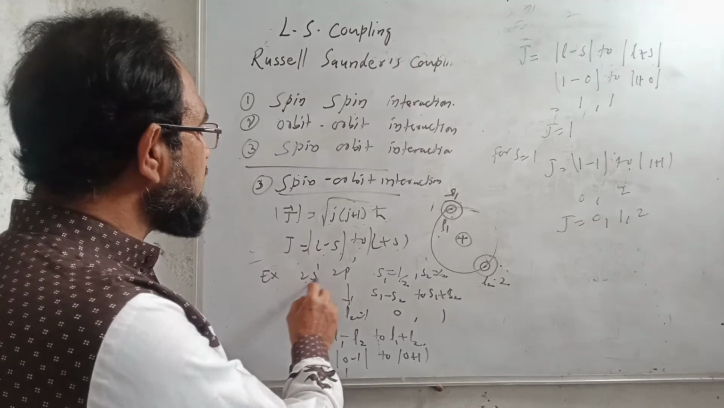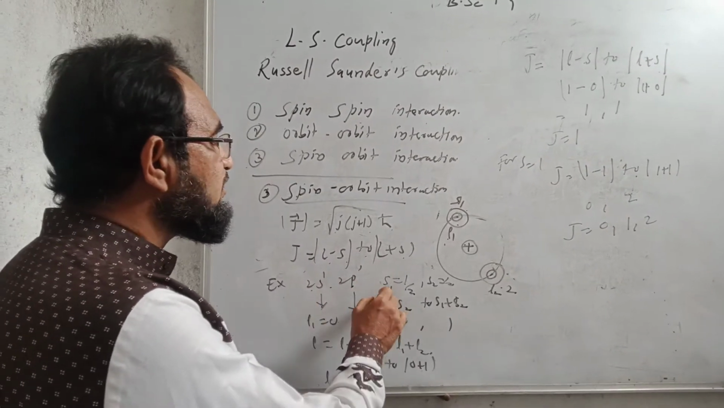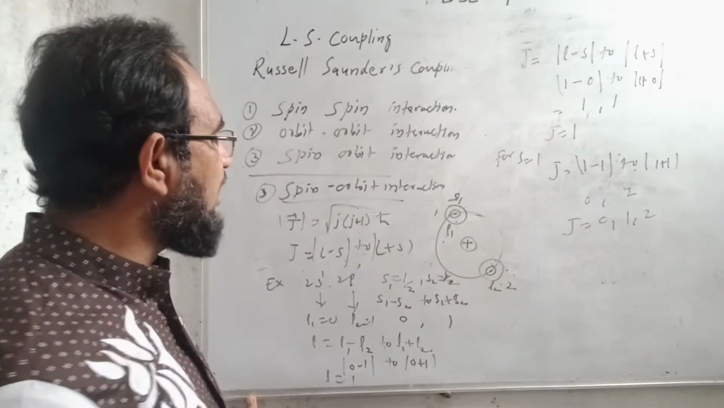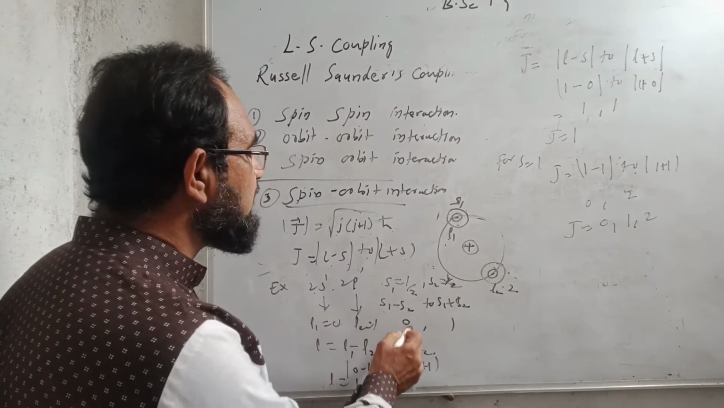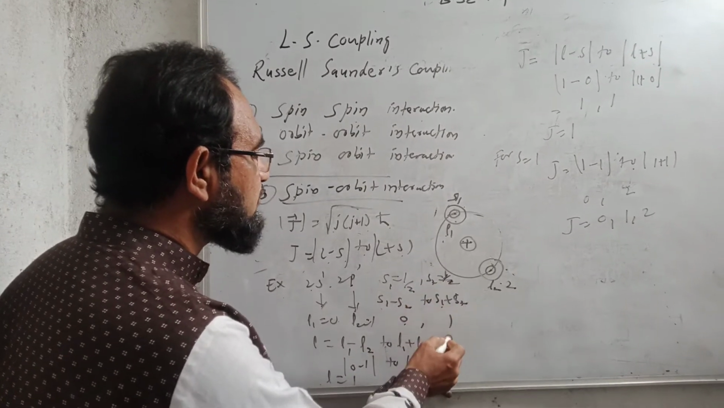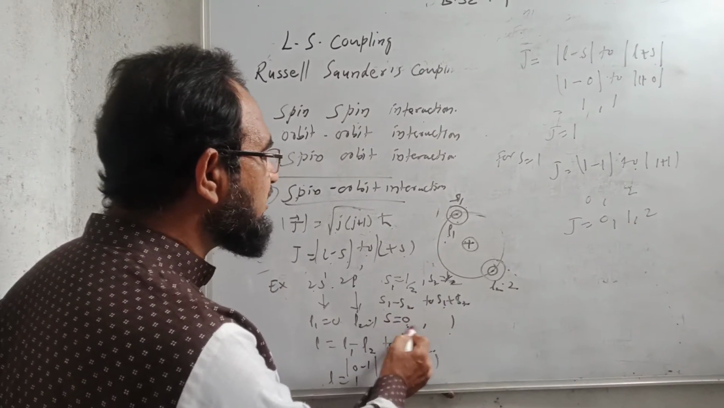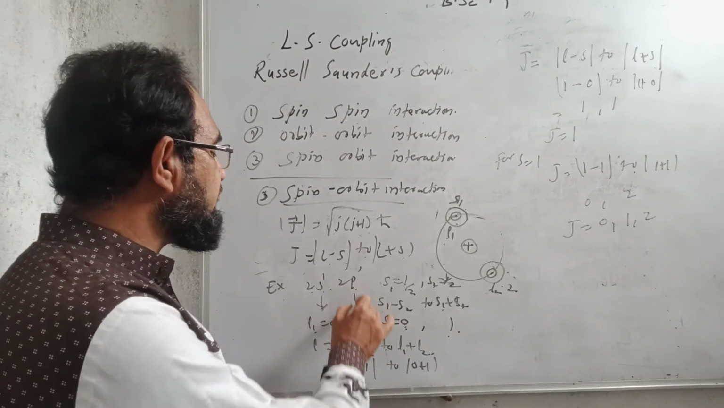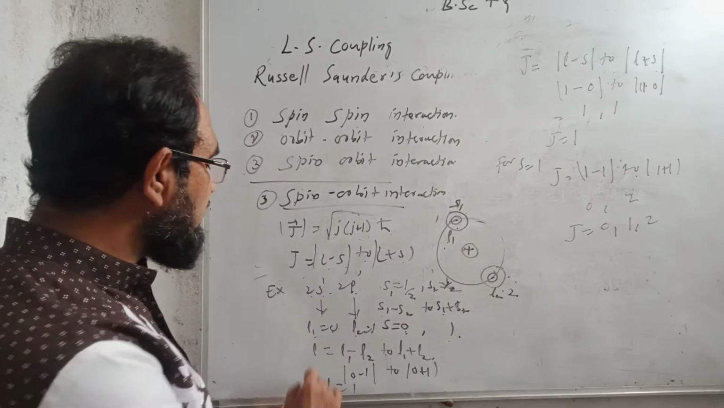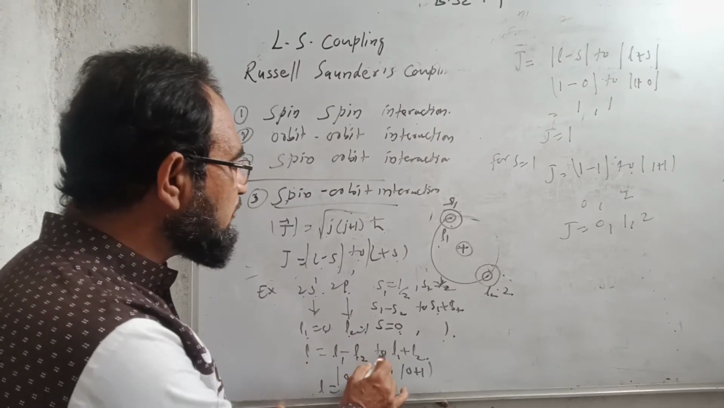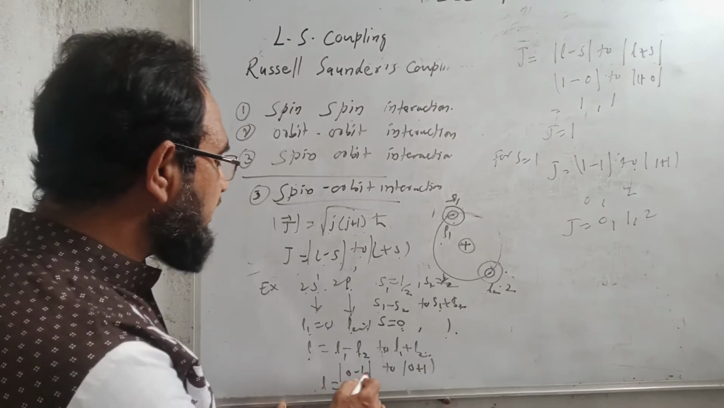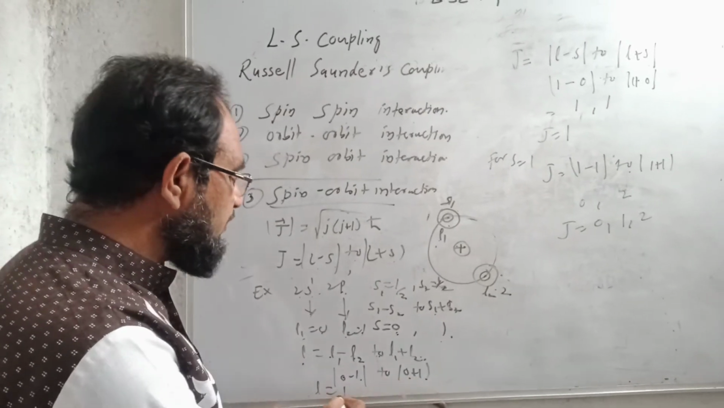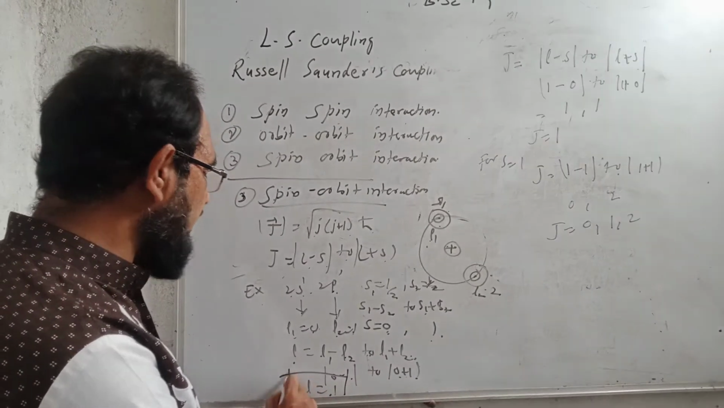Take the example as 2S1 and 2P1. For this, the values of S1 and S2 are half and half. Always the values of S1 and S2 will be half and half. So S1 minus S2 will give you 0 and S1 plus S2 will give you 1. Means the value of S is either 0 or 1. But here for S, L1 is 0 and for P, L2 is 1. Therefore, the value of L will be L1 minus L2 to L1 plus L2. That is 0 minus 1 to 0 plus 1. 0 minus 1 means magnitude is 1. 0 plus 1 means magnitude is 1. So the value of L is 1.